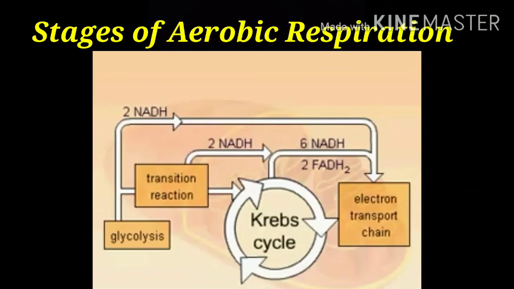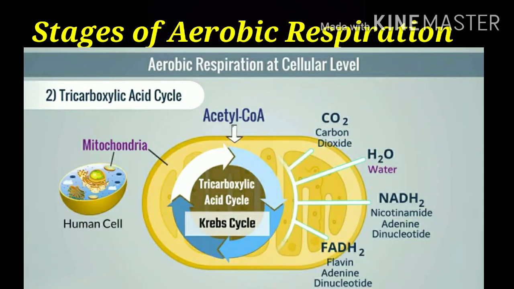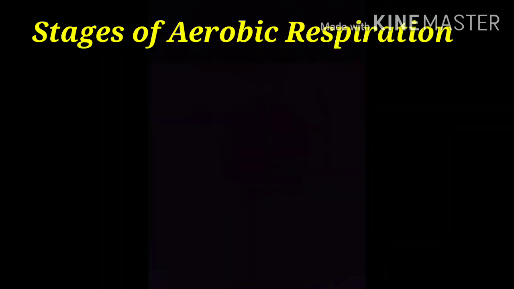Second, Krebs cycle. This cycle occurs in the mitochondrial matrix. At the end of glycolysis, two molecules of pyruvic acid enter into mitochondria. The oxidation of pyruvic acid into carbon dioxide and water takes place through this cycle. It is also called tricarboxylic acid cycle, TCA.